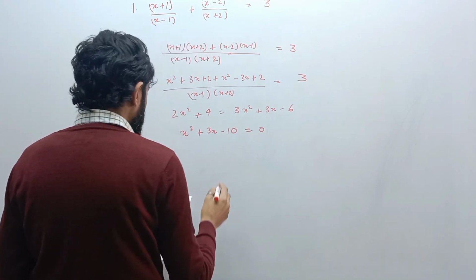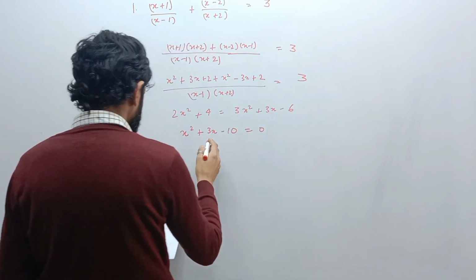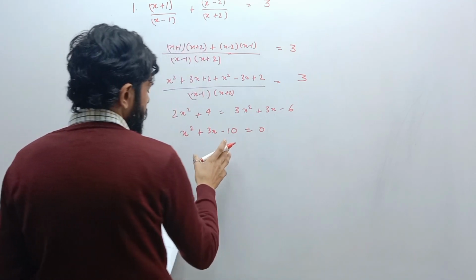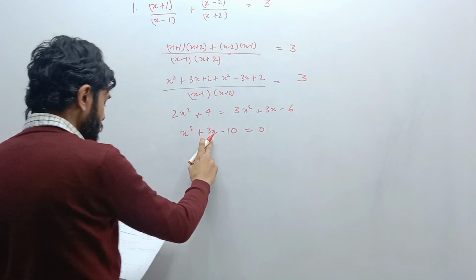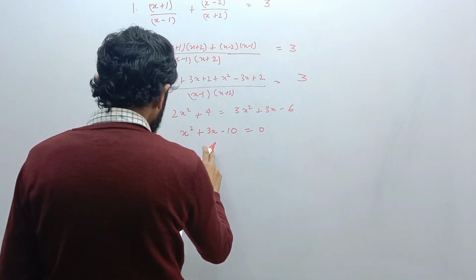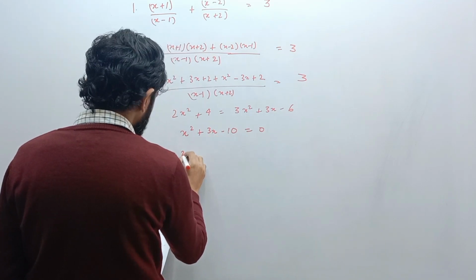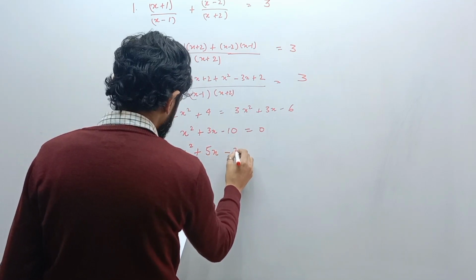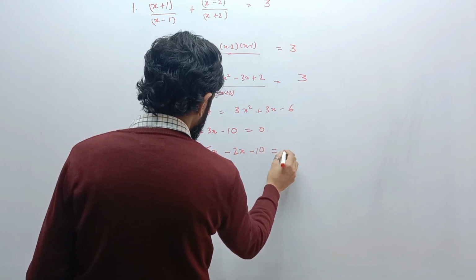So now let us factorize this equation to find x. We will split the middle term and apply the zero product rule. So how to split the middle term? The factors would be x square plus 5x minus 2x minus 10 is equal to 0.